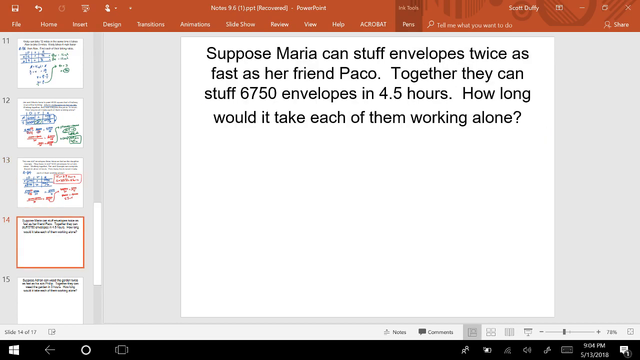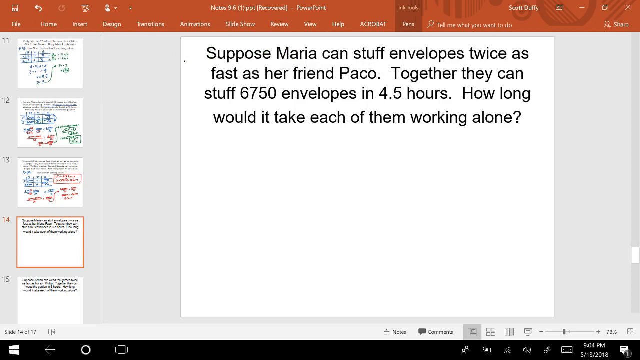Suppose Maria can stuff envelopes twice as fast as her friend Paco. Together they can stuff 6,750 envelopes in 4.5 hours. How long would it take each of them working alone? This is the same type of problem. Mixed rate. So I'm going to make this a little bit quicker, knowing that Maria can stuff them twice as fast as her friend Paco.